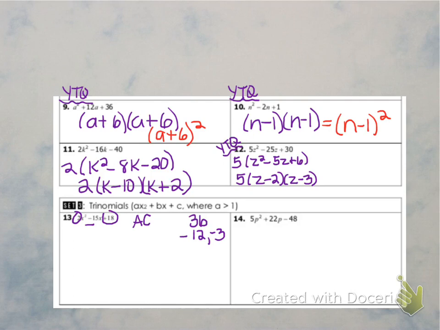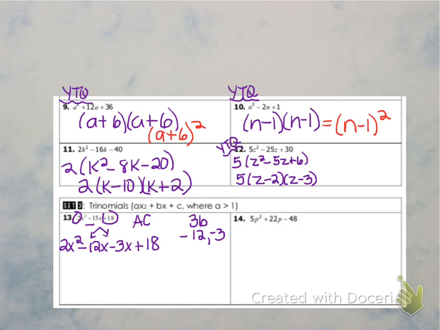So now what I'm going to do is take that trinomial and turn it into a 4-term polynomial by splitting the middle term. So I'm going to take that middle term and rewrite it as negative 12x and negative 3x. It doesn't matter which one I put first. So let's say I put the minus 12x and then the minus 3x and then plus 18. So I kept everything the same except for the middle term. I split it up into 2 separate terms.